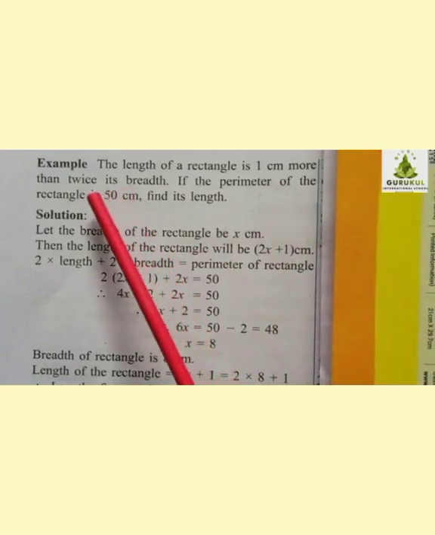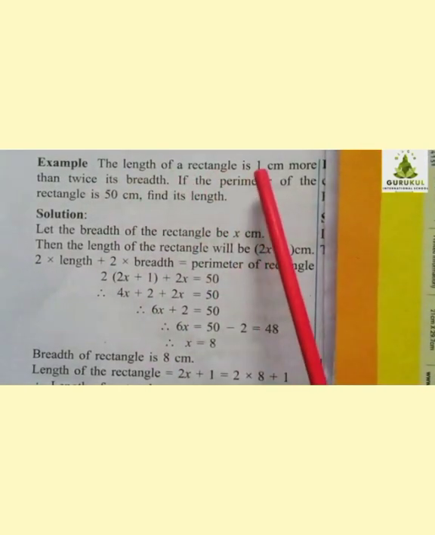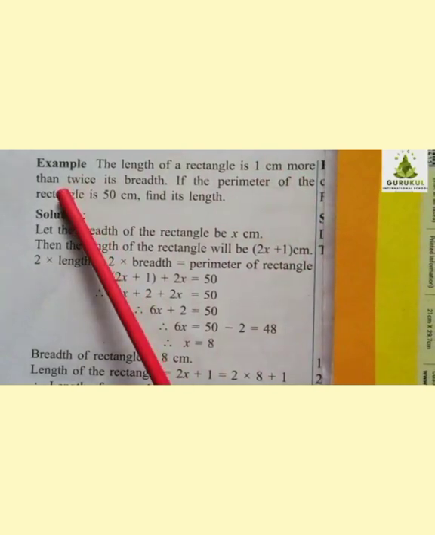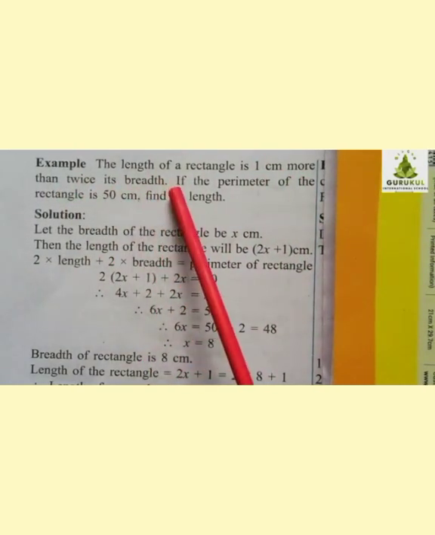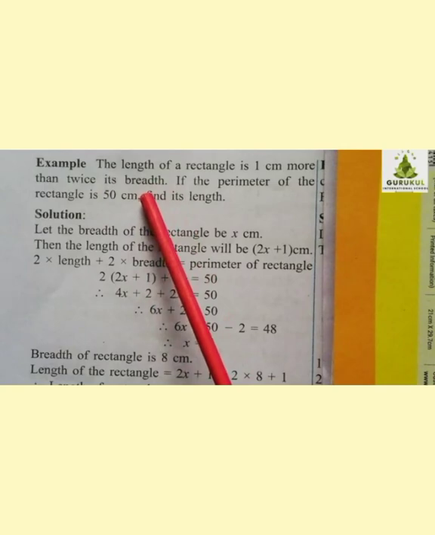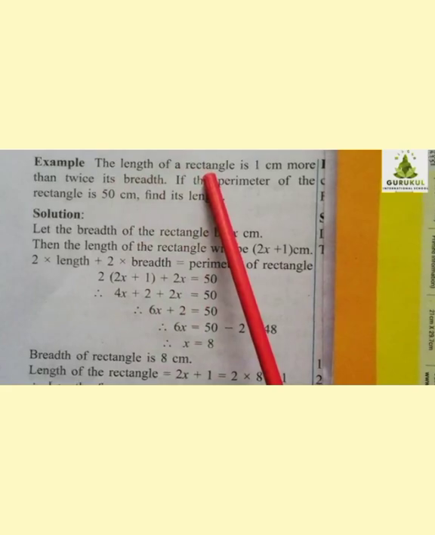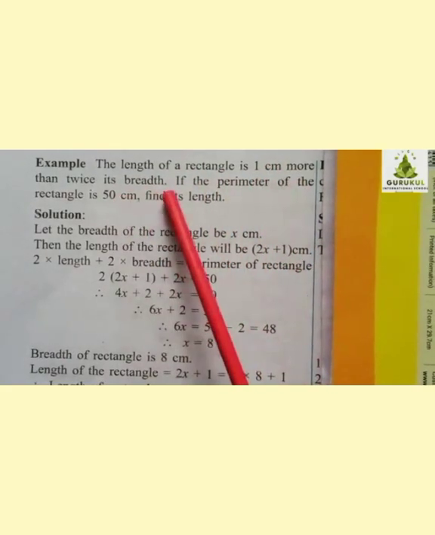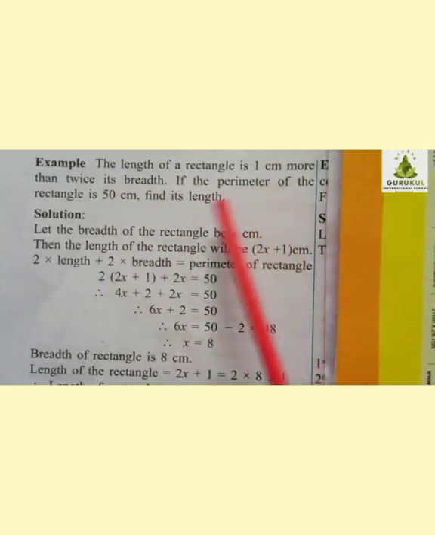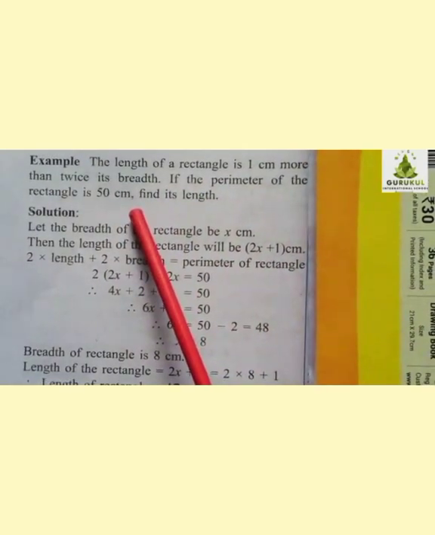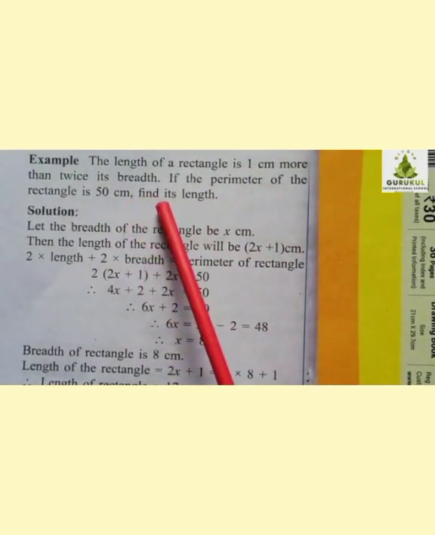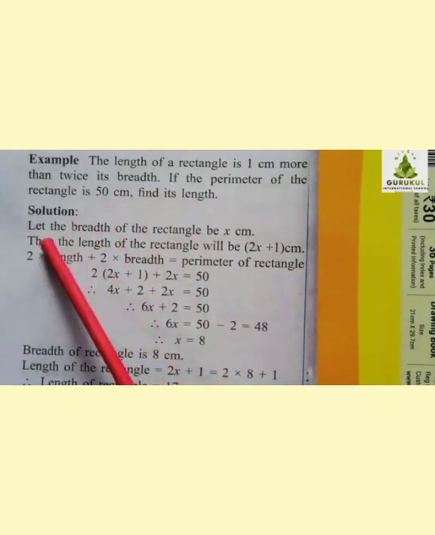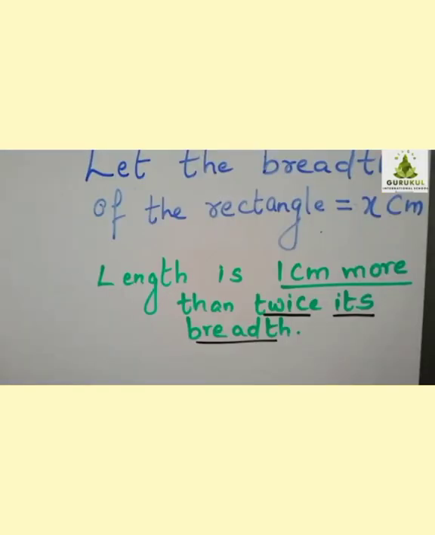Now the first example given here is: the length of a rectangle is 1 centimeter more than twice its breadth. If the perimeter of the rectangle is 50 centimeter, you have to find its length. Now let the breadth of the rectangle be x centimeter.